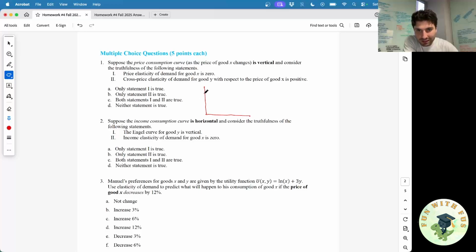So I am going to say that this is my price of X, and this is what it looks like when my price of X increases. So the price consumption curve is vertical, which looks something like that. I've been trying to improve on, I think that's a little more vertical than what we used to be outputting.